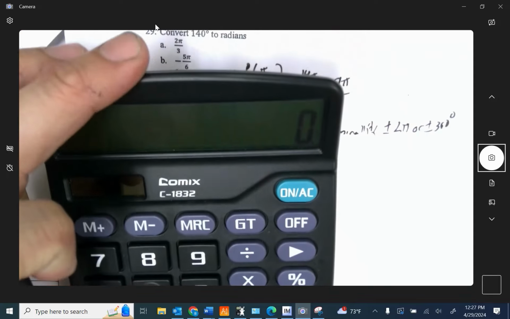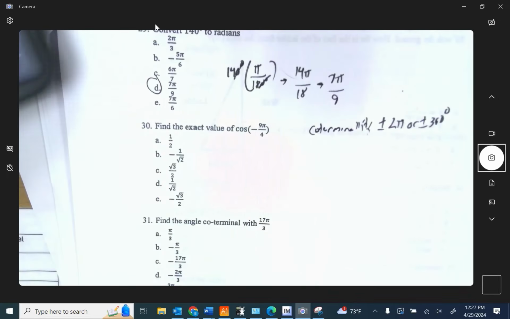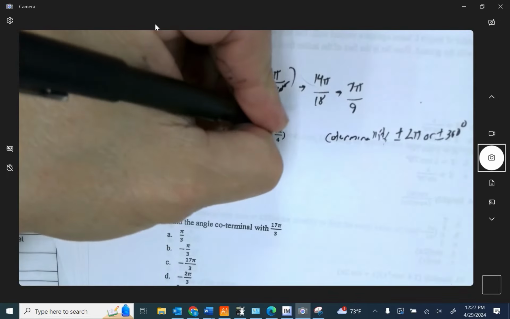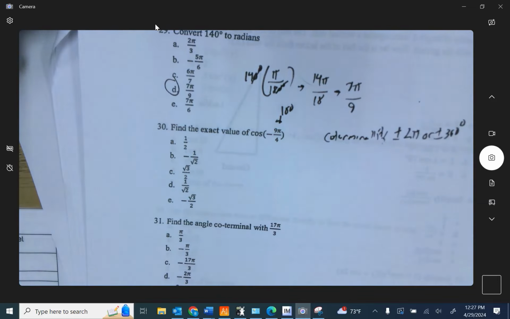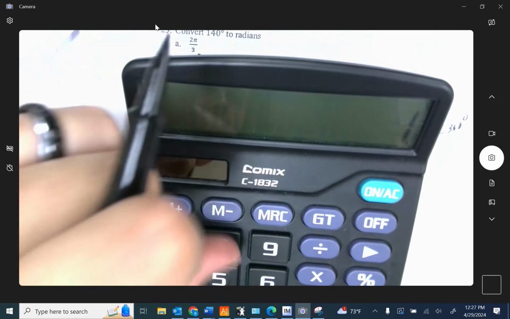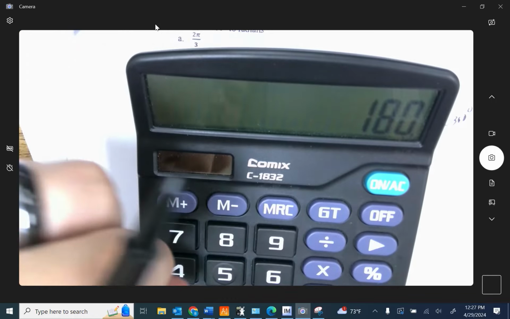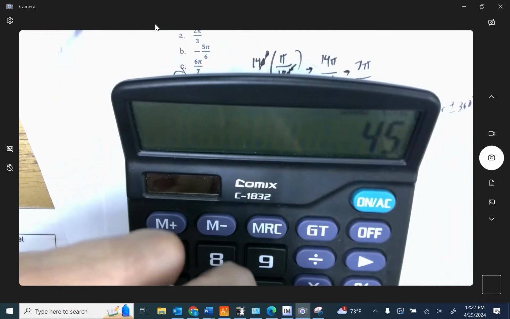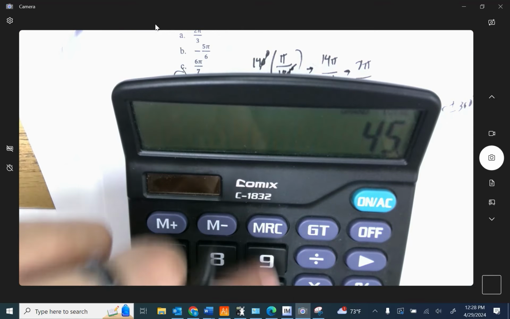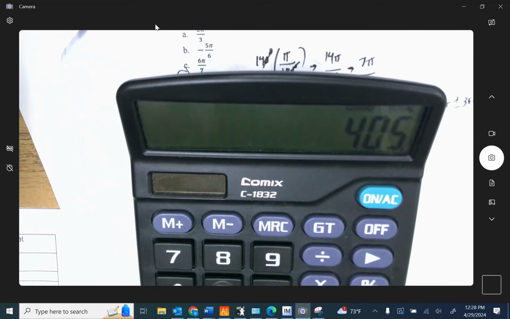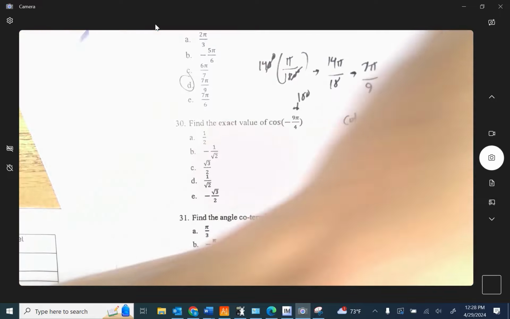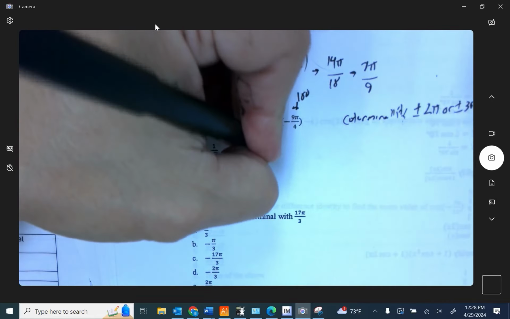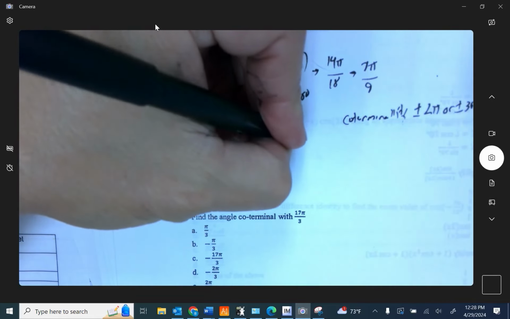It's kind of hard to see, but I know that pi is 180 degrees. So let's do 180 divided by that 4. I get 45, and then I multiply it by that negative 9. I can't really do the negative key on this thing, but it's negative 405 degrees. So I'm really finding the cosine of negative 405.